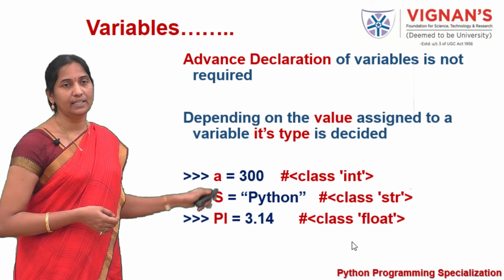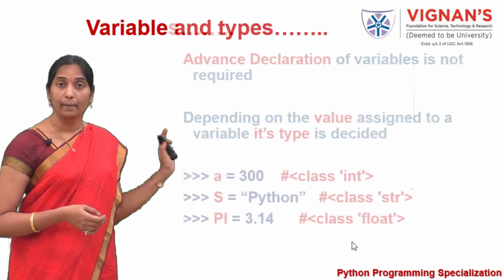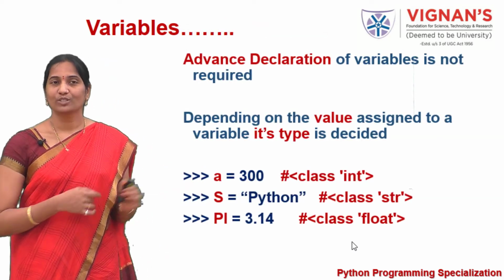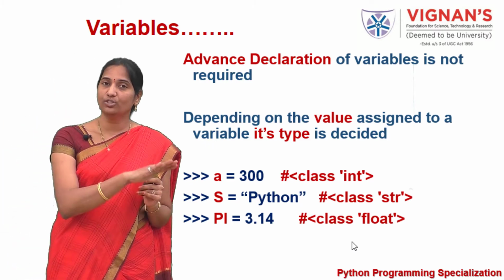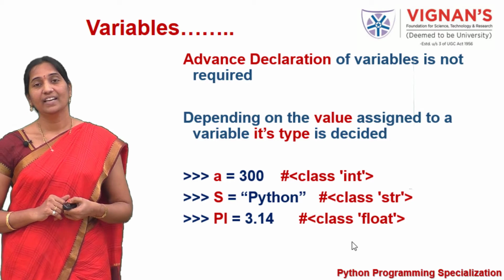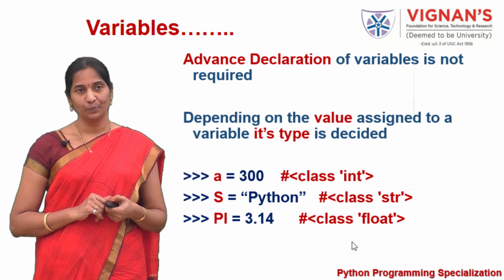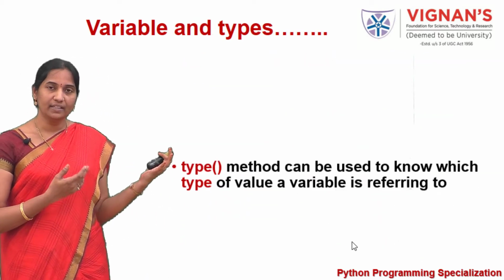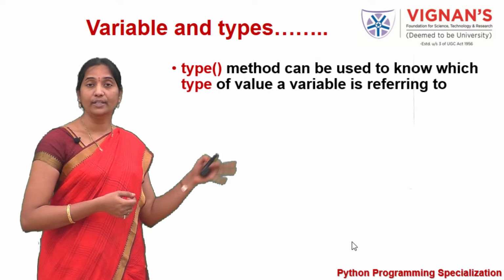So a is an integer type, s is a string type, and pi is a floating point type. That's how, depending on the value you are assigning to the variable, its type is decided, and you need not declare it in advance before assigning the value. To understand the type of a variable, you can use the method type.